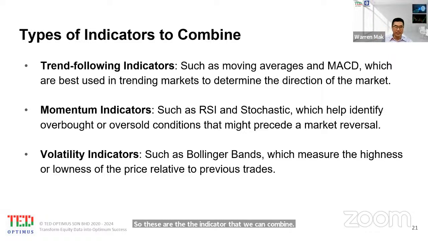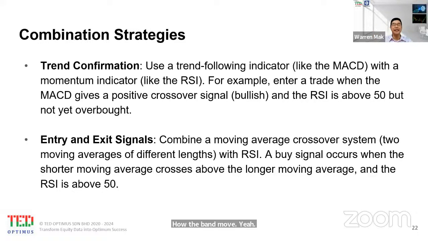So this is a trend following indicator. Momentum indicators mean we want to see the price's fast movement. We want to catch the rise and the drop. RSI and stochastic RSI help to identify overbought or oversold conditions. And of course, volatility indicators like Bollinger Bands, where you can see how the band moves. When you combine these, for trend confirmation you can use a trend following indicator like MACD. So you already have a trend following indicator, and now you add the momentum indicator. By combining them, you will be able to enter a trade, because we will know the trend and we know when to enter.